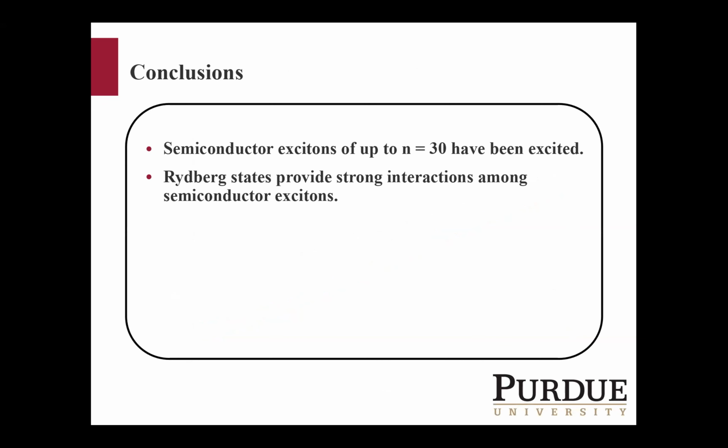Okay, so this actually already brings me to the end of my talk. I would like to conclude by trying to convince you that it's quite amazing that these semiconductor excitons of very, very high quantum numbers have been observed. We've seen them up to n equals 30. And I still think this is remarkable, so we can talk about it over coffee. Electrons and holes bind in these semiconductors with billions of crystal cells that are not disturbed.